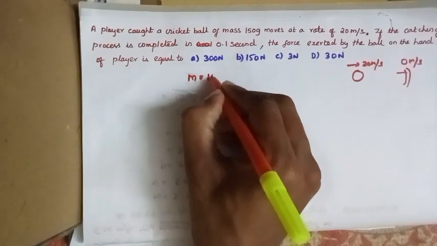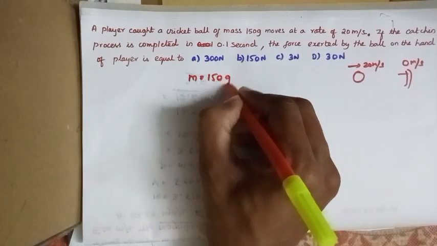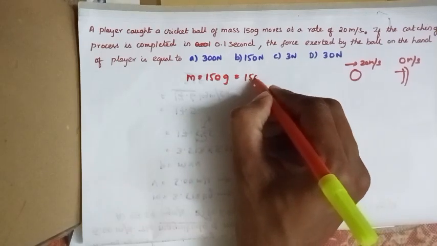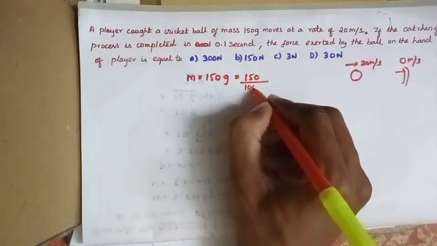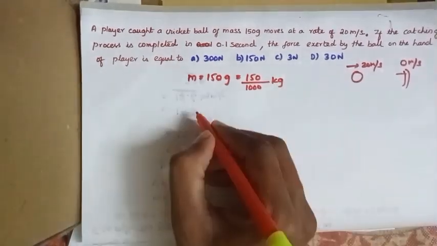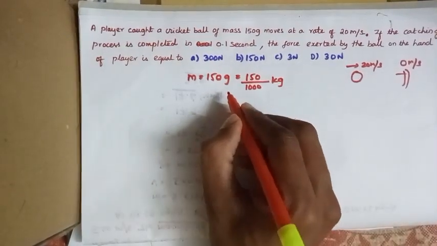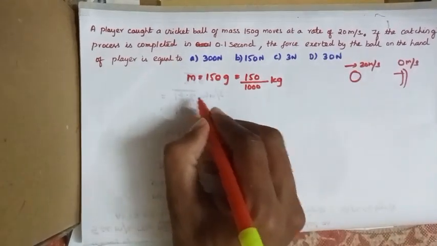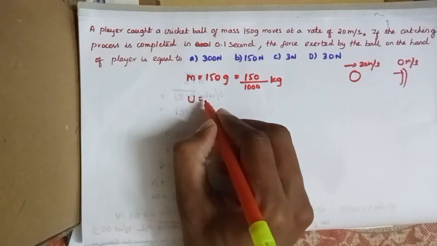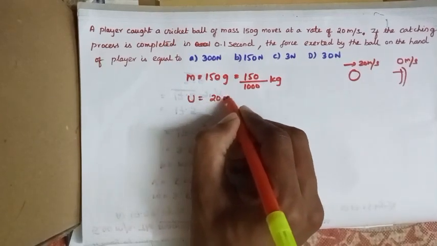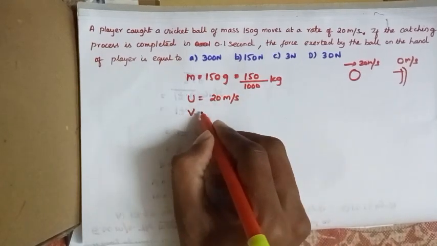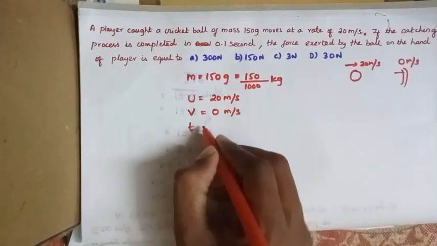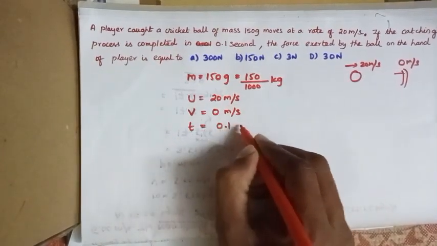The mass of the ball is 150 gram. Before doing the problem, we have to convert this into kilogram. To convert gram into kilogram, you have to divide the value by 1000. Next, the initial velocity of the ball is 20 meter per second, and V denotes the final velocity, that is 0 meter per second, and the time taken for this entire process is 0.1 second.